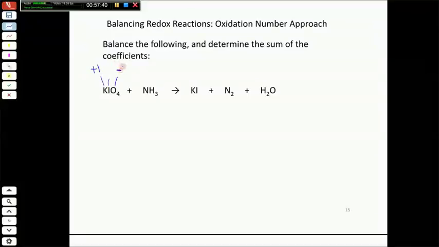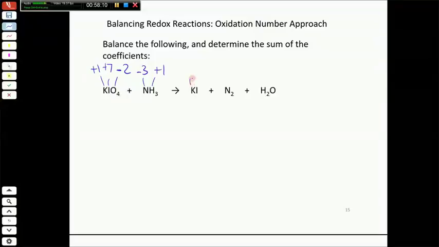Oxygen in any polyatomic is going to be -2. And so if we have a +1 and 4 -2s, iodine has to be +7 to balance those out to be 0. Iodine is in group 7, so it cannot have an oxidation number greater than +7. That's its maximum oxidation number. NH3, we have hydrogen in a covalent compound, so it's going to be +1. If we have 3 +1s from hydrogen, this has to be -3 to balance that and add up to 0.